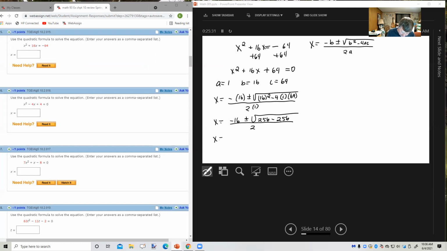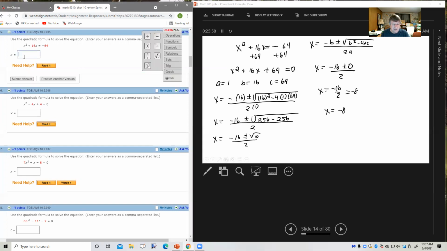So x equals negative 16 plus or minus the square root of 0 over 2, 256 minus 256. X equals negative 16 plus or minus, well, the square root of 0 is 0, all over 2. Well, negative 16 plus 0 and negative 16 minus 0 is still just negative 16. So our only answer is x equals negative 8. So we're just going to put in negative 8.